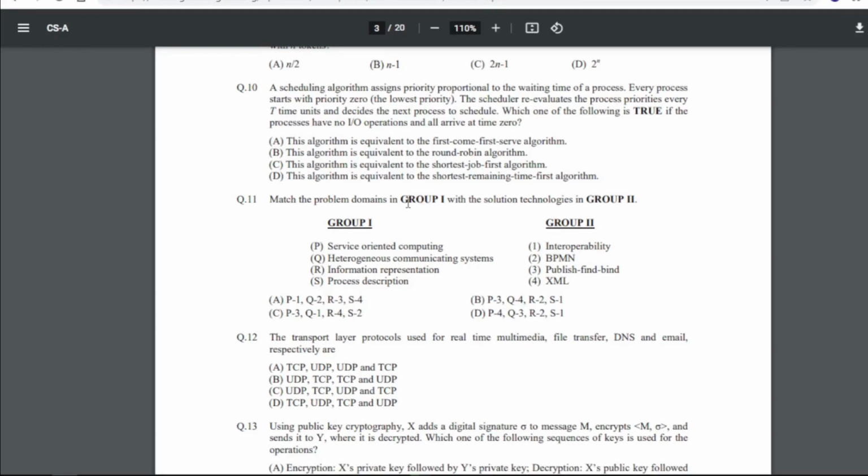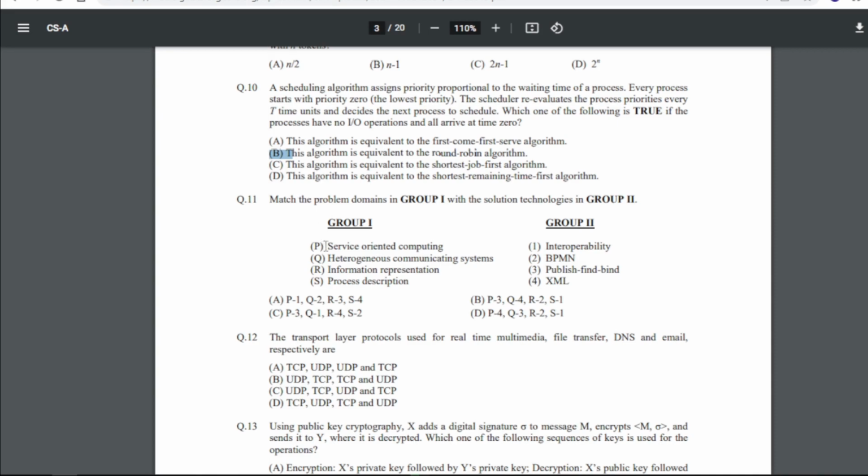Now 10th is, a scheduling algorithm assigns priority proportional to the waiting time of a process. Every process starts with priority 0, the lowest priority. The scheduler reevaluates the process priorities every T time units and decides the next process to schedule. Which one of the following is true if the processes have no input output operation and all arrive at time 0? So for question number 10, our answer will be B, that is this algorithm is equivalent to the round robin algorithm.